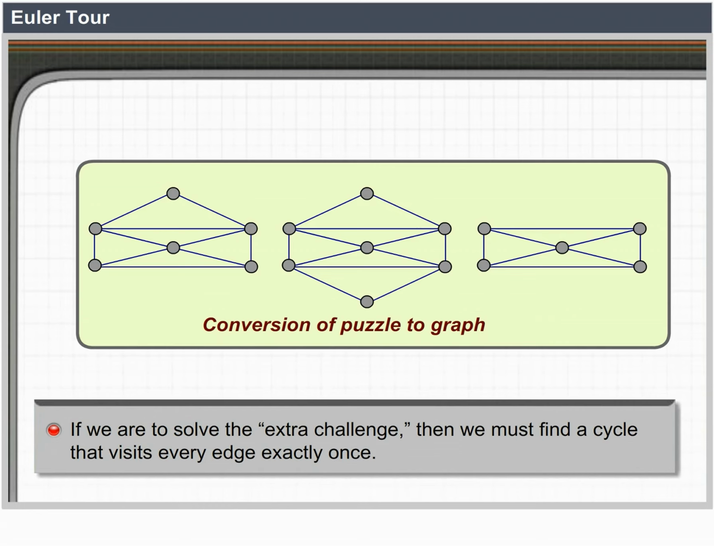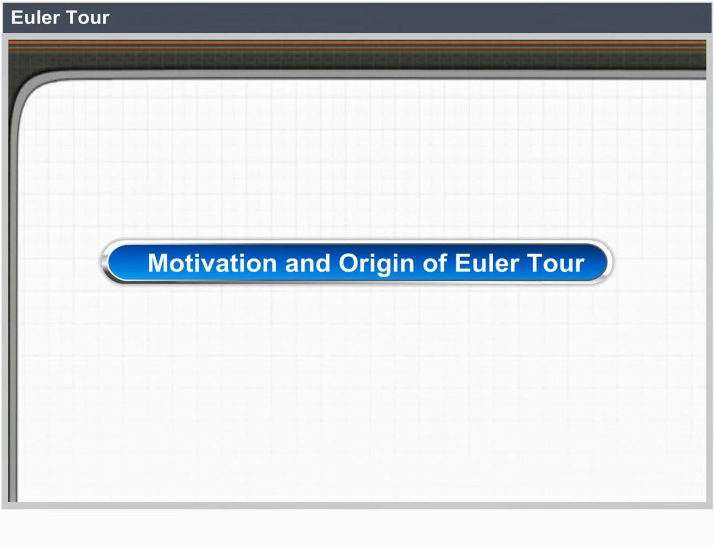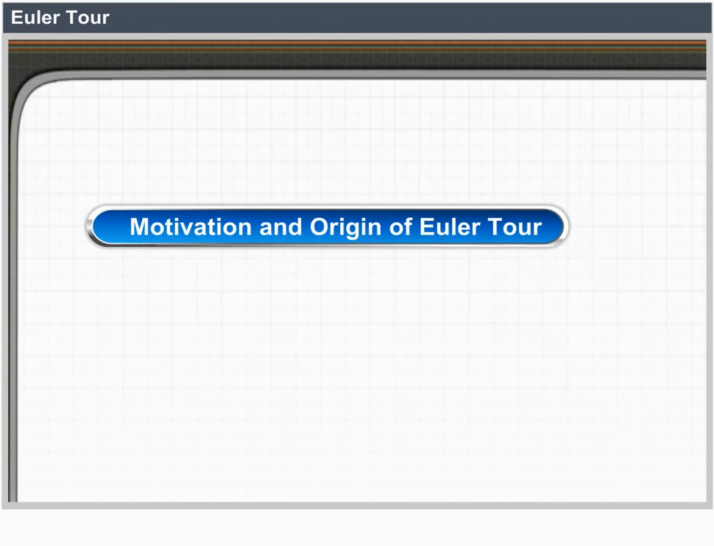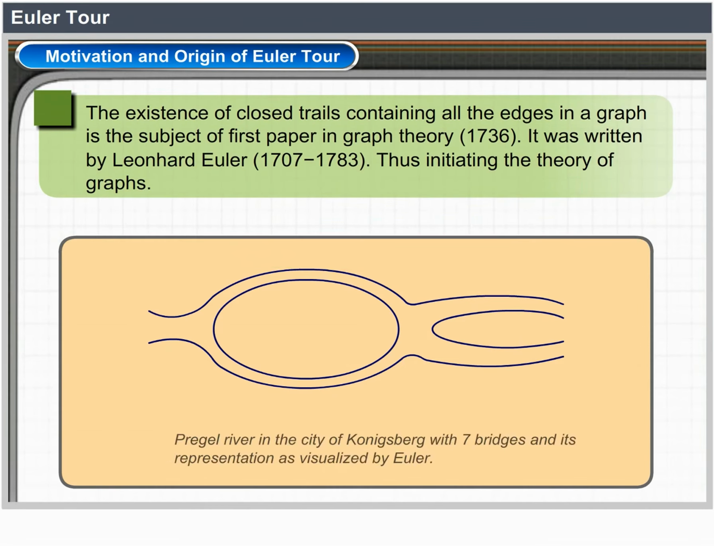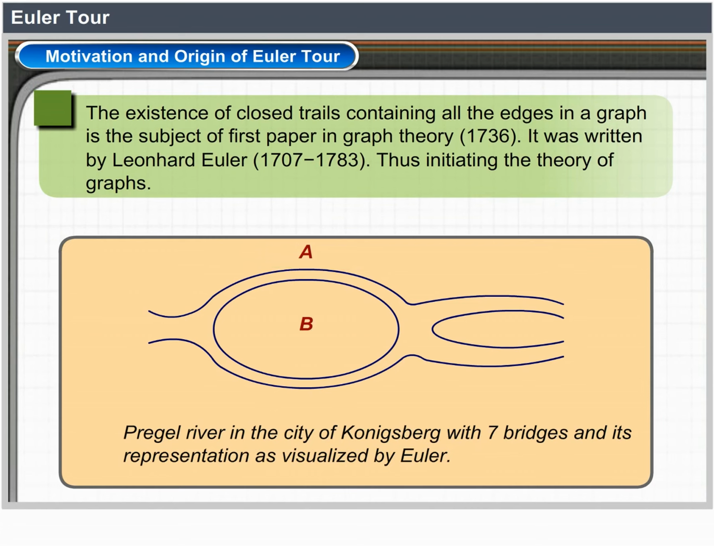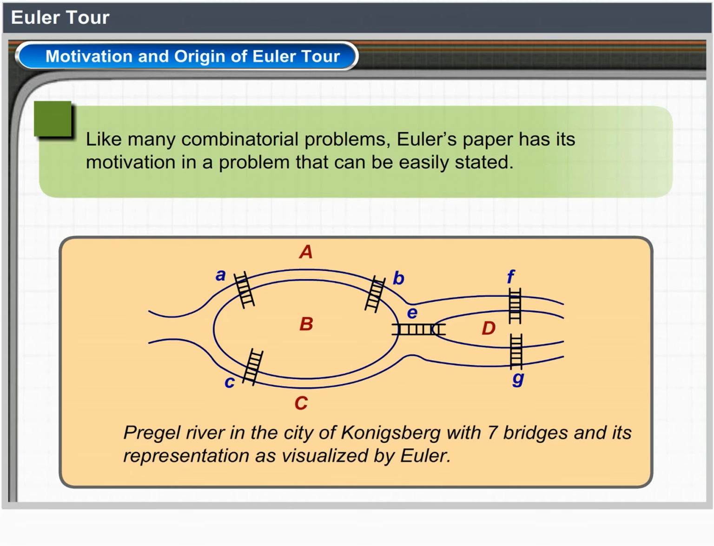Motivation and origin of Euler 2. The existence of closed trails containing all the edges in a graph is the subject of the first paper in graph theory. It was written by Leonhard Euler, thus initiating the theory of graphs. Like many combinatorial problems, Euler's paper has its motivation in a problem that can be easily stated.